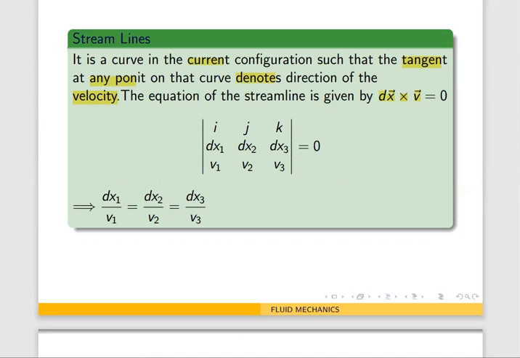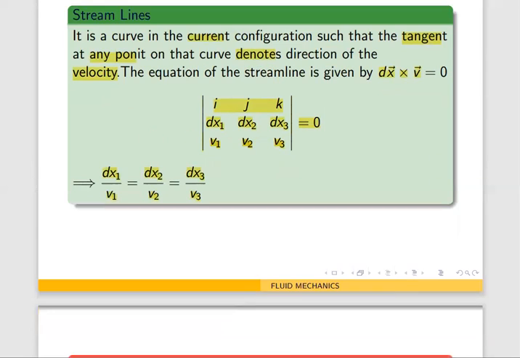And dx cross v, the cross product, is nothing but the determinant of i, j, k, the first vector dx1, dx2, dx3, second vector v1, v2, v3. The determinant of that equal to 0. This is also denoted as dx1 by v1 equal to dx2 by v2 equal to dx3 by v3, where v1, v2, v3 are the components of the velocity vector v, and dx1, dx2, dx3 are the components of the vector dx.